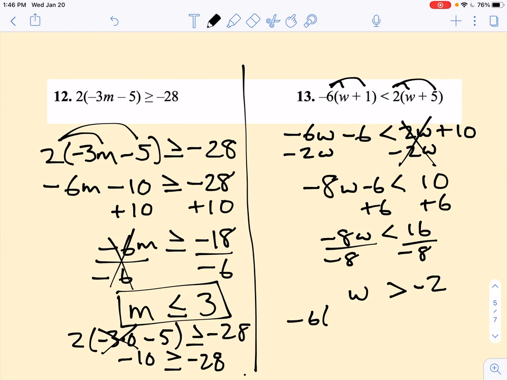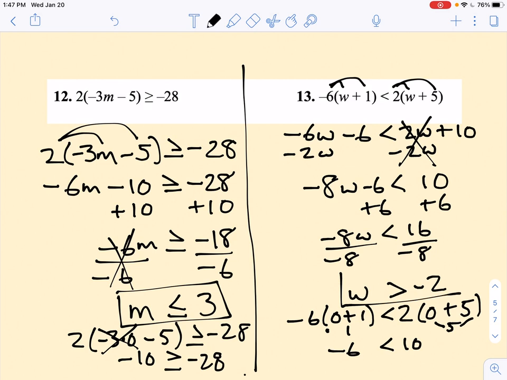And that's the thing, whenever you do these, if you're not sure, if you forgot to flip something, just see it through to the end and then plug it in and see if it works. All right? So I have negative 6 times, well, 0 plus 1 is 1. So negative 6 times 1 is negative 6. And then 0 plus 5 is 5, right? And then 2 times 5 is 10. So negative 6 is less than or equal to 10. So that means that my answer is holding up.